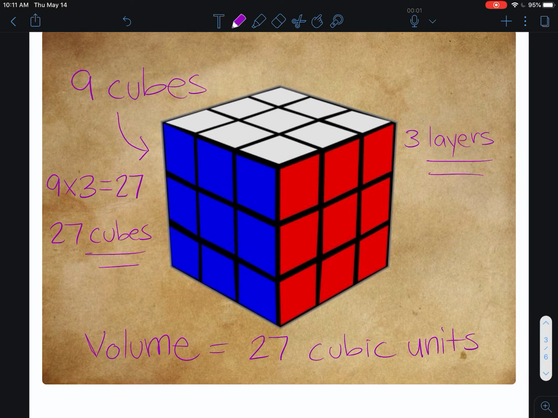All right, so later on, actually next week, what you'll see is we're going to have some different figures that we're going to be using, and it's different measurements. They're not going to be in cubes. But for this week's assignment, everything is going to be in cubes. So we say 27 cubic units. Okay? All right. So that's the volume for example number 2.